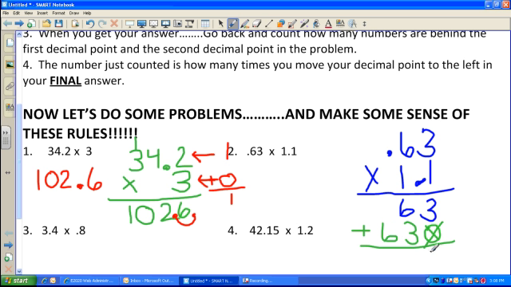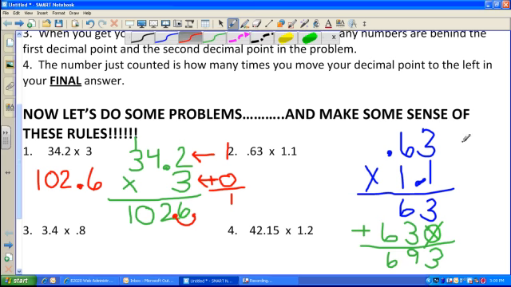3 plus 0 is 3. 6 plus 3 is 9. And then 6 plus 0, nothing's above there, is 6. This is not my final answer because I have decimals up here, so I know there's going to be decimal points somewhere in the answer.